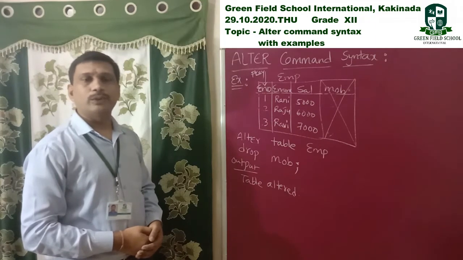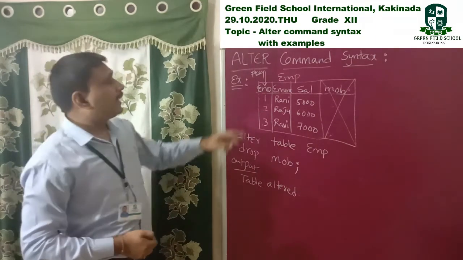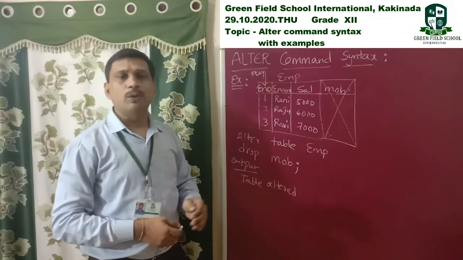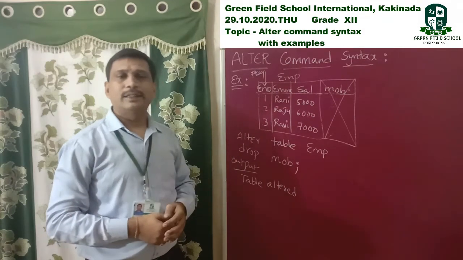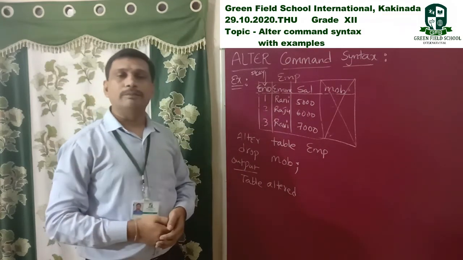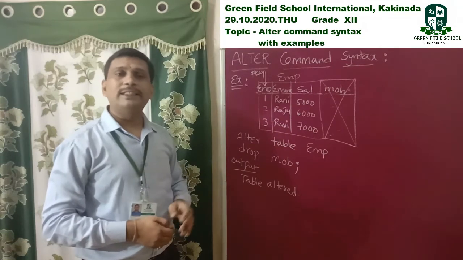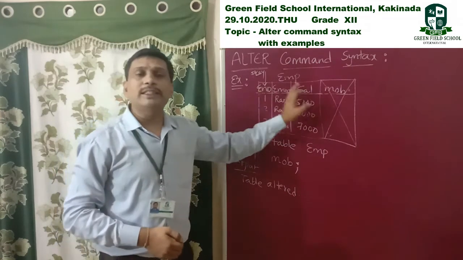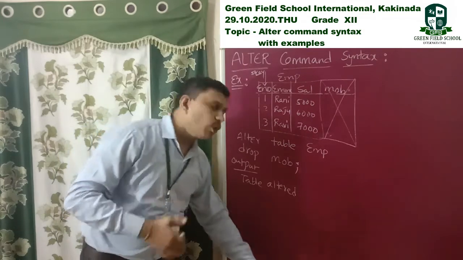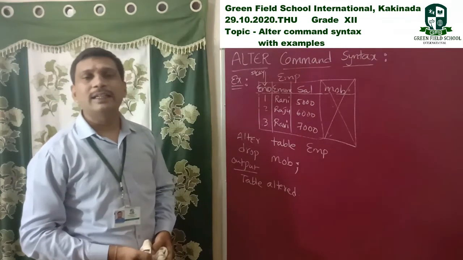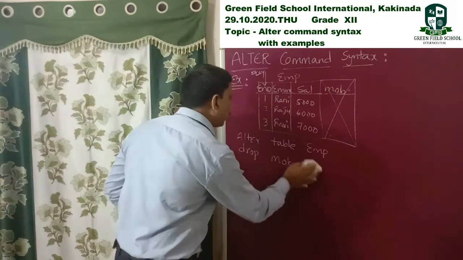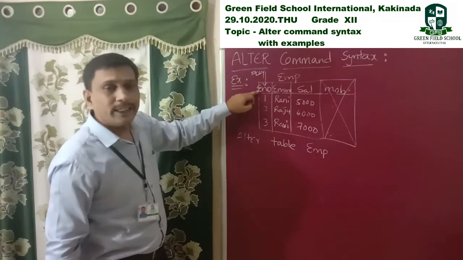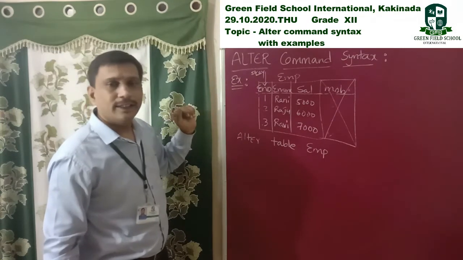Next, suppose I already added a primary key column by using the add option. Suppose I want to delete or drop that particular primary key column. My intention is to drop this particular primary key constraint from this already existing table. Then we go for the drop command with the alter command. See how to drop this particular primary key constraint that we just now added.